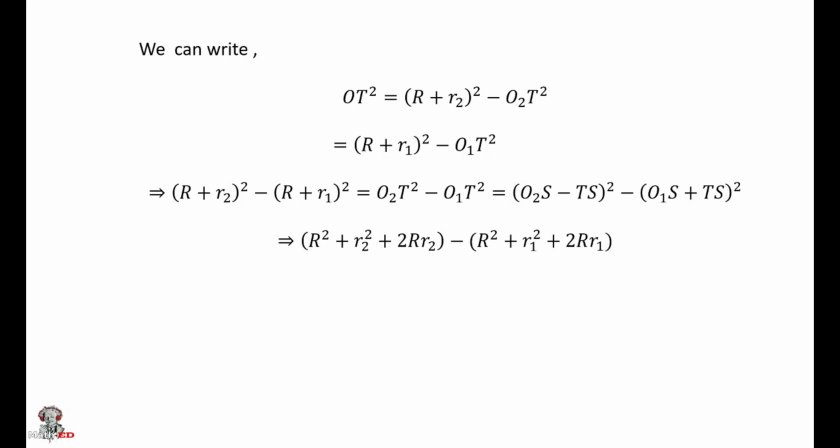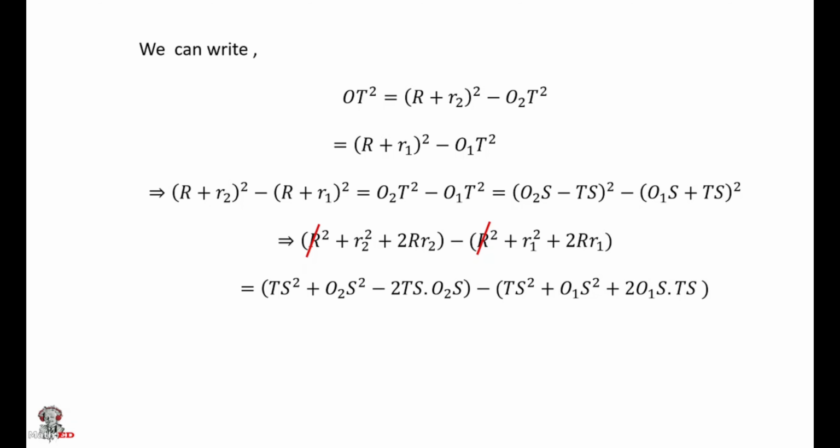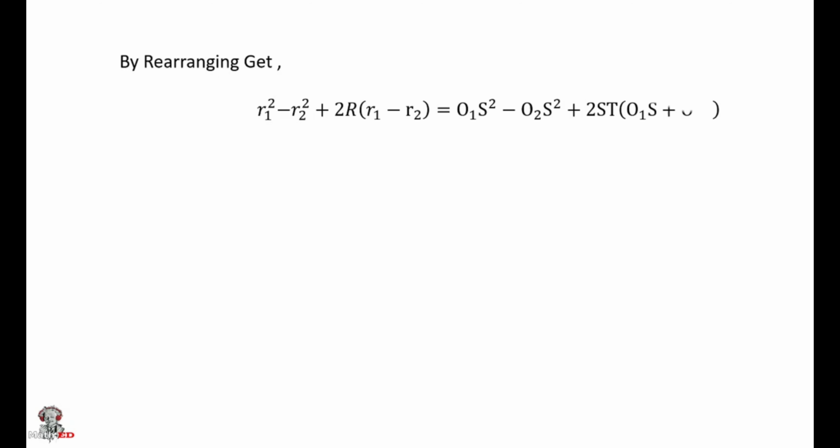Now you can see that R square should cancel out. Now we should expand the right side to get this following thing, as you can see. Now in this case you can see that TS square should cancel out. So finally, after rearranging, we get that R1 square minus R2 square plus 2R into R1 minus R2 equals O1S square minus O2S square plus 2ST into O1S plus O2S. Now each of the terms here, here and here is previously described.